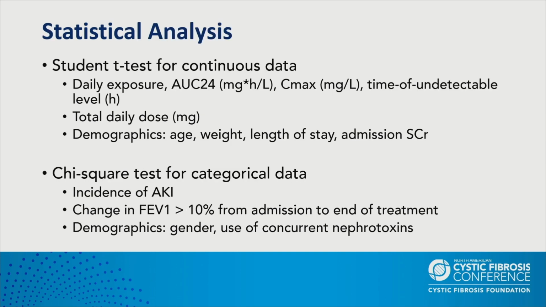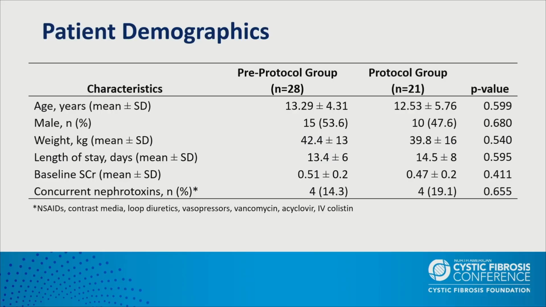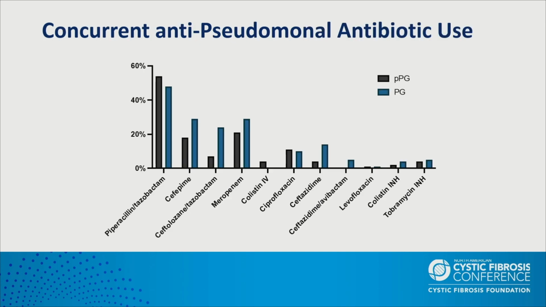For our analysis, we did use the student t-test to analyze our continuous data and the chi-square test to analyze our categorical data. So to get to the interesting part, our results. First, starting off with our demographics, we didn't see any significant differences between the pre-protocol group and the protocol group for our demographics, looking at age, gender, weight, length of stay, baseline serum creatinine, and the use of concurrent nephrotoxins. So both groups were adequately balanced.